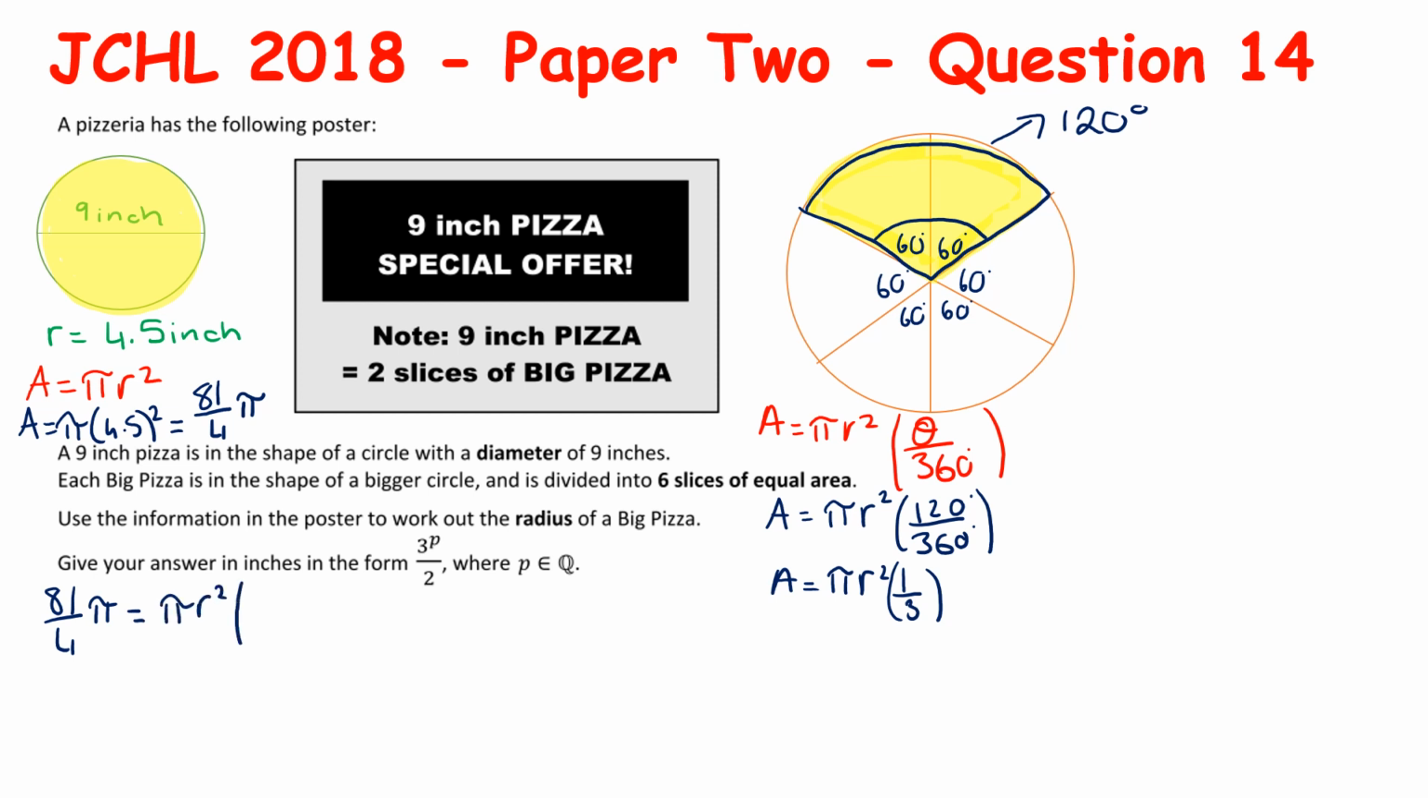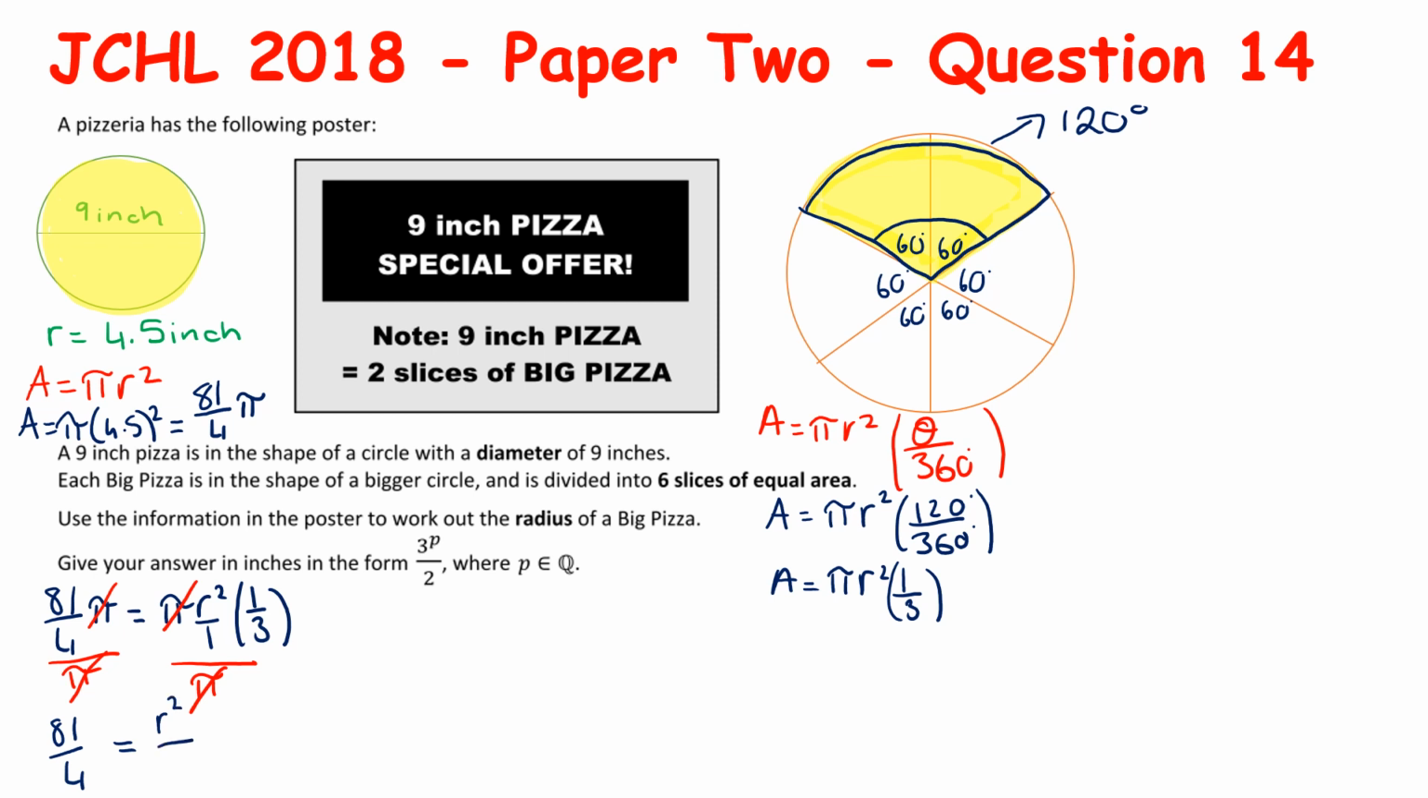Now, the first thing I'm going to do is divide both sides by pi, which gets rid of the pi. So that makes life a little bit easier. I'm then left with 81 over 4 is equal to, let's multiply this across. I have 2 fractions, I'll put r squared over 1, multiply across the top, r squared times 1 is r squared, over the bottom 1 by 3 is 3.